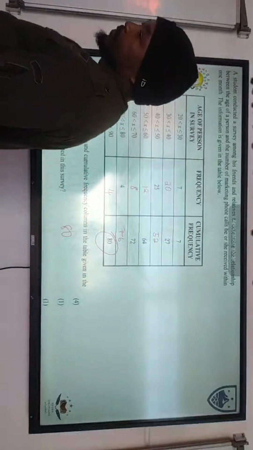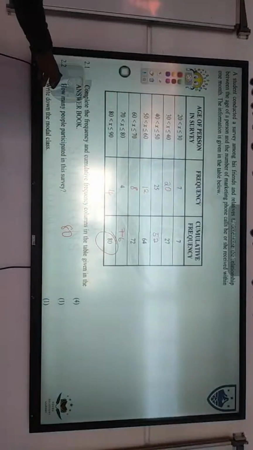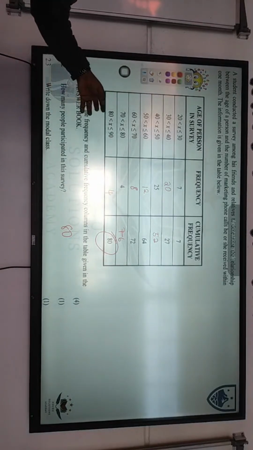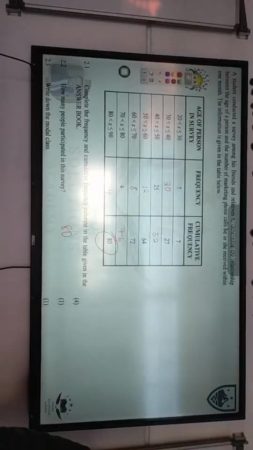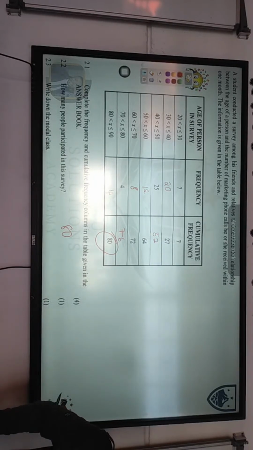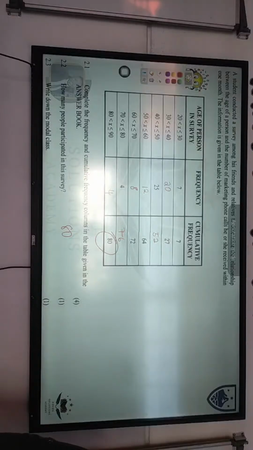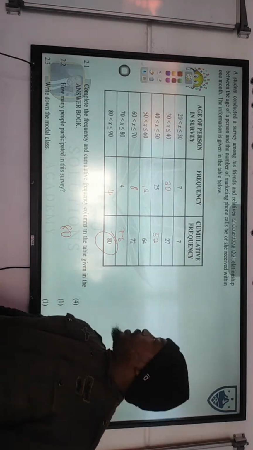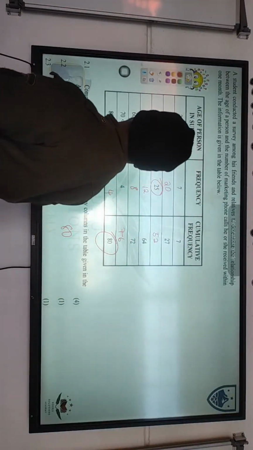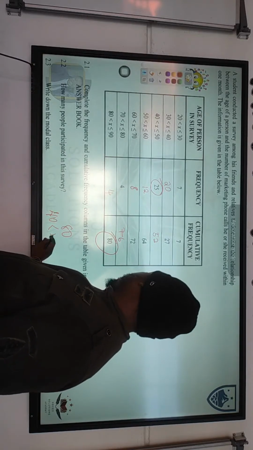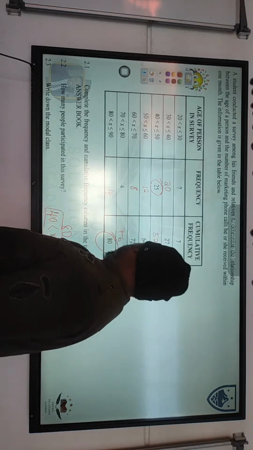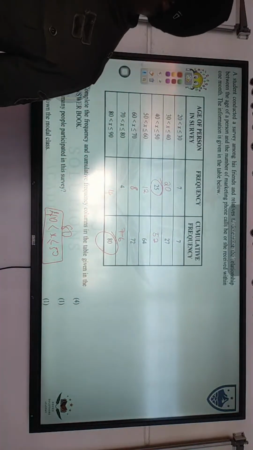The last number. And then write down the modal class. The modal class is the one with the highest frequency, because mode means the one that repeats itself. You add the frequencies, yeah. The modal class is this one. So your modal class will simply be this. Captured?